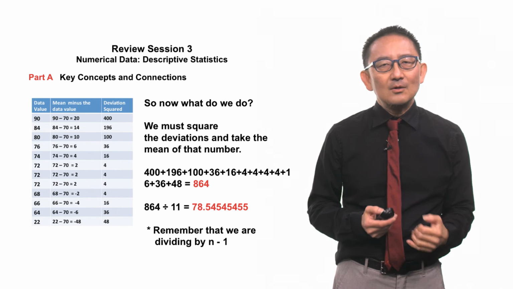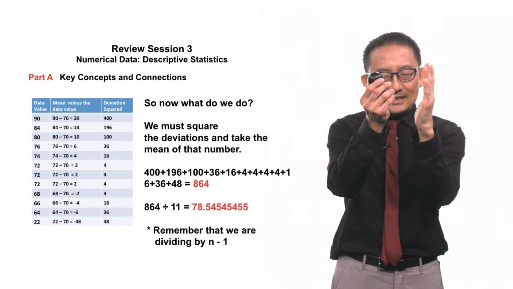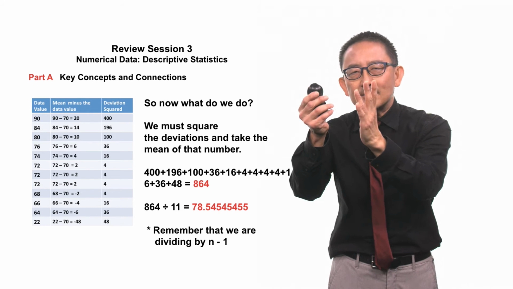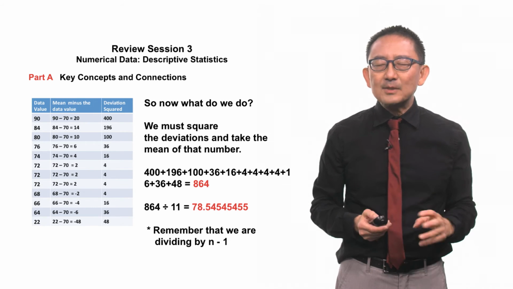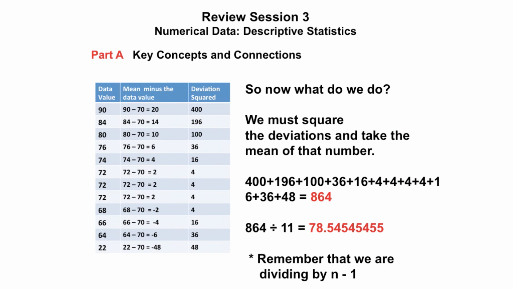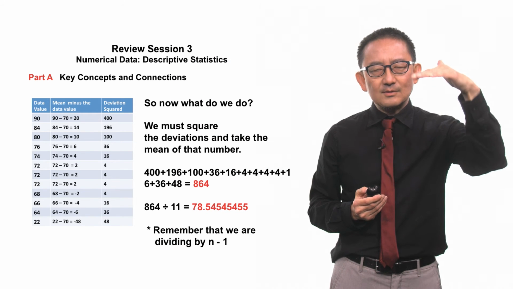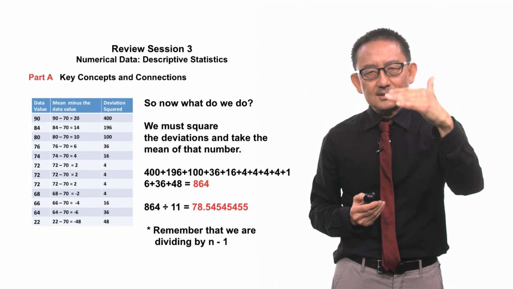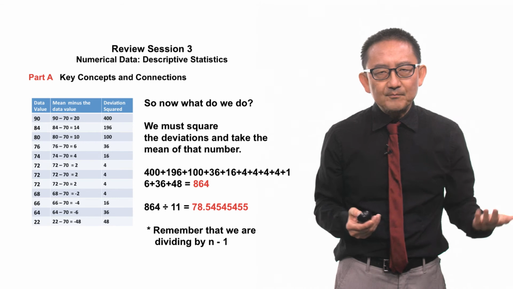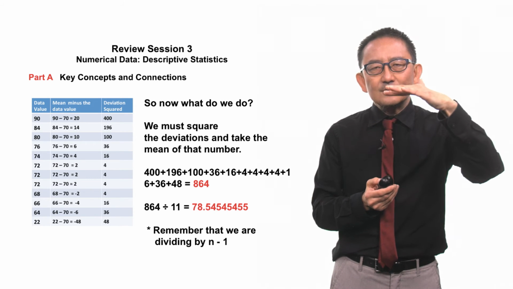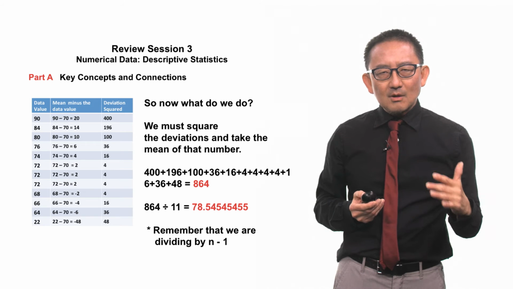So what do we do? Well, what we can do is take each of those deviations and square them. If you square those deviations, now we have positive numbers that we can actually utilize and do something with. The deviations are not wasted, except that we have to use them in order to square them so that we have numbers that we can work with. So if we do that, we start with 400, 196, 100, 36, 16, 4, 4, 4, 4, etc. Then we will get the number 864.